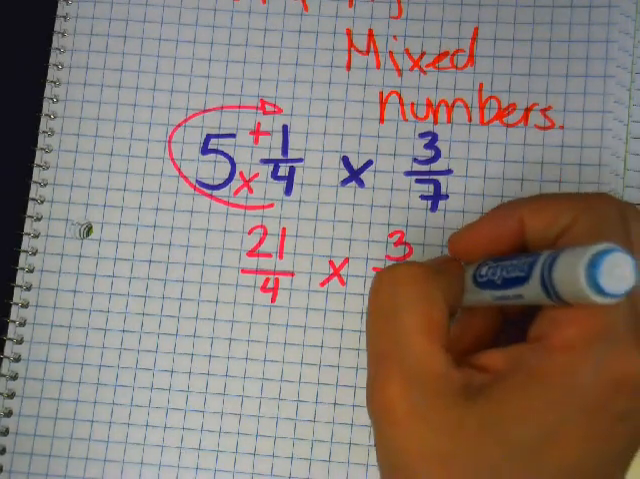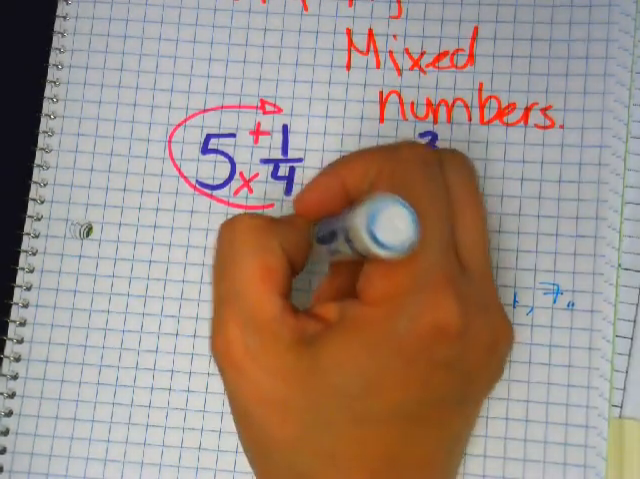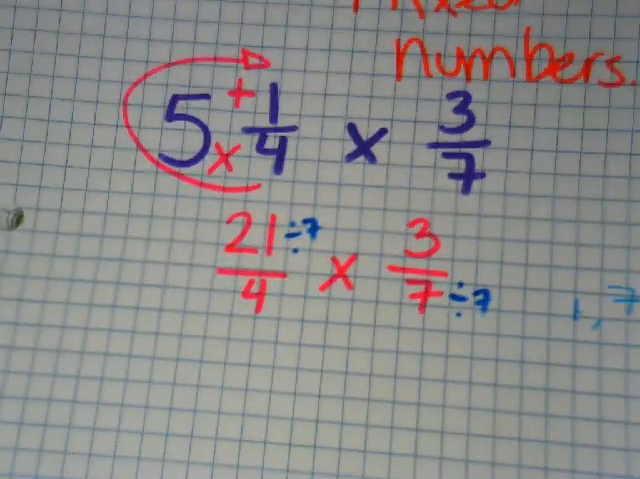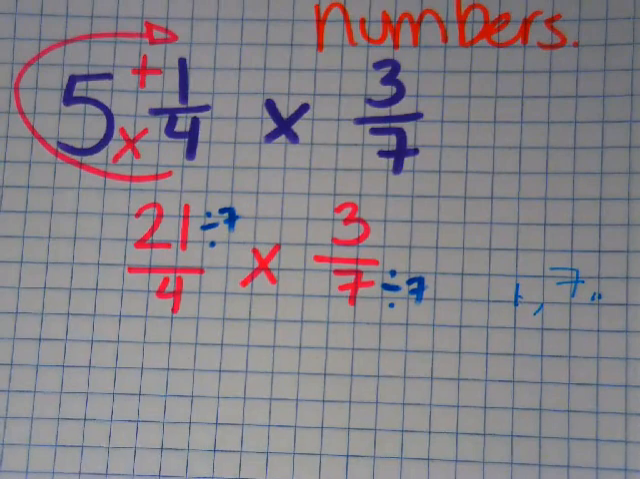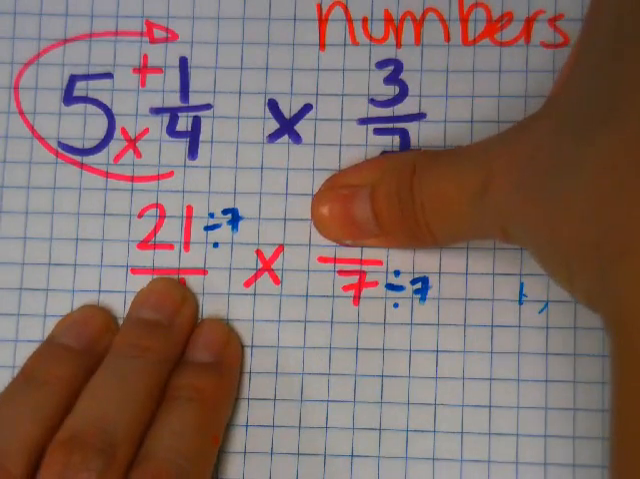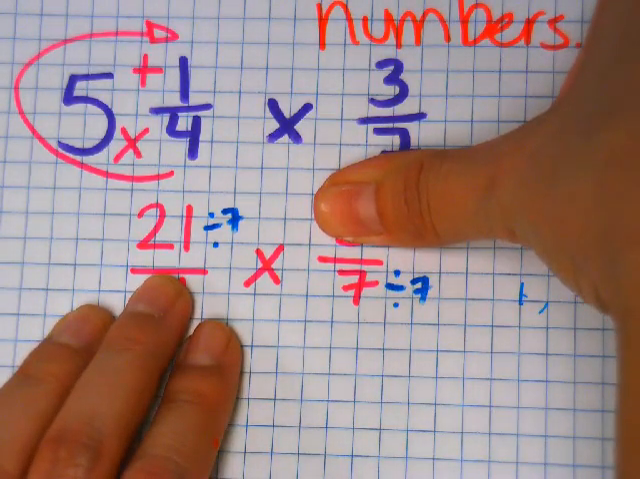So I'm going to divide this by 7. I'm going to divide this by 7. So this is a shortcut I kind of taught you yesterday, or you already knew it. Before you start multiplying, you're going to simplify the corners. So we simplify these two corners. It makes the math easier.